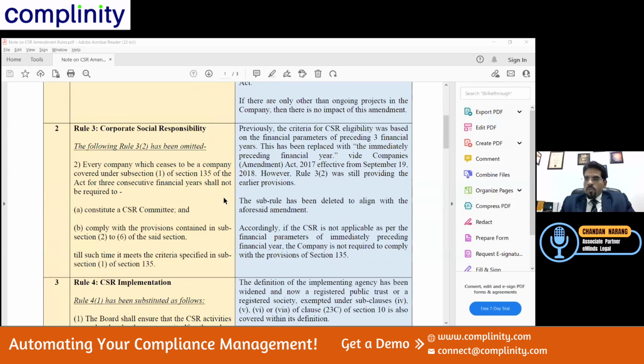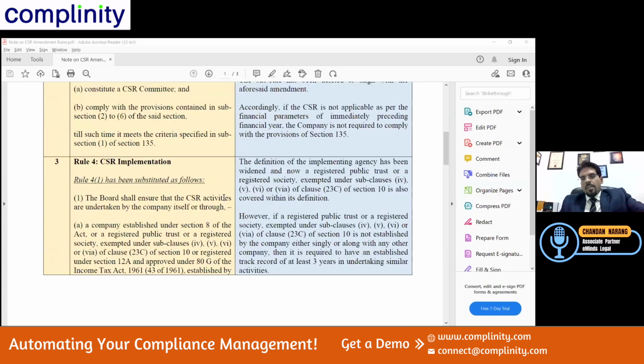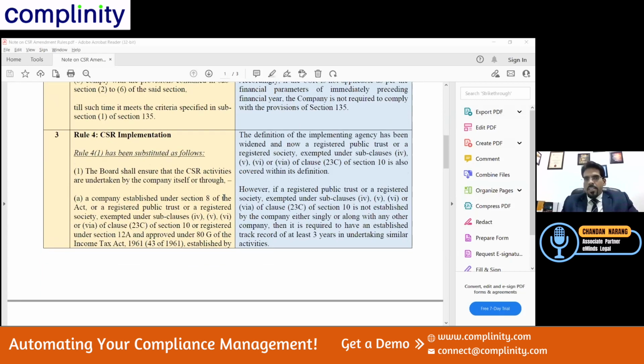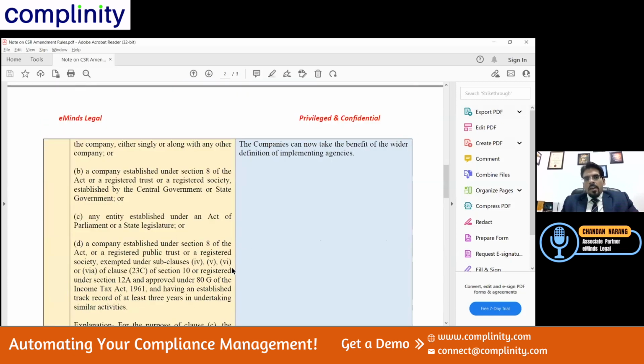So this amendment was made in the section earlier. However, this was yet to be made in the rule. Now they have omitted it in the rule also. So now it is only the preceding financial year which we have to see. The third is with respect to CSR implementation, the implementing agency, which I mentioned earlier. This has included Section 10(23C) entities, which are majorly the educational institutions and trusts.